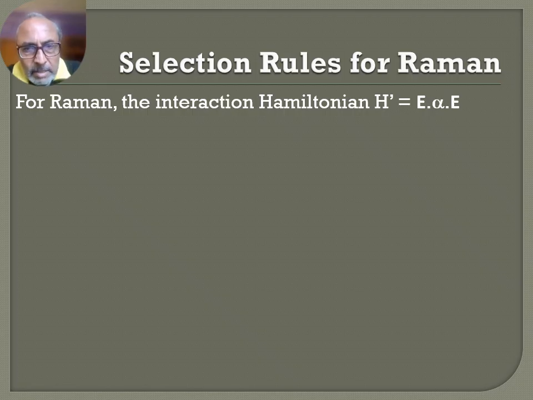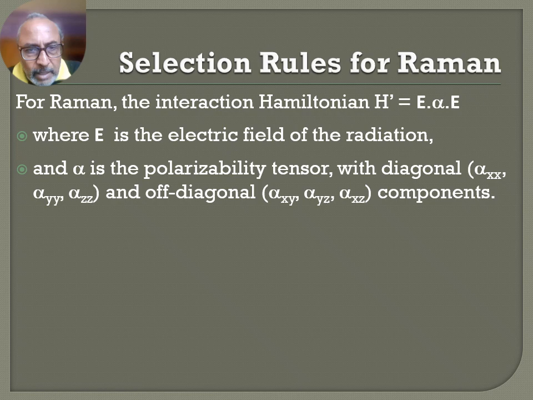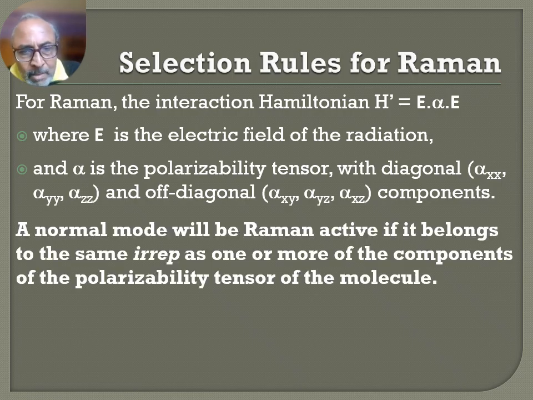For Raman, the interaction Hamiltonian H' is E·α·E, where E is the electric field of the radiation and α is the polarizability tensor with diagonal elements αxx, αyy, and αzz, and off-diagonal components αxy, αyz, and αxz. A normal mode will be Raman active if it belongs to the same irreducible representation as one or more of the components of the polarizability tensor of the molecule.